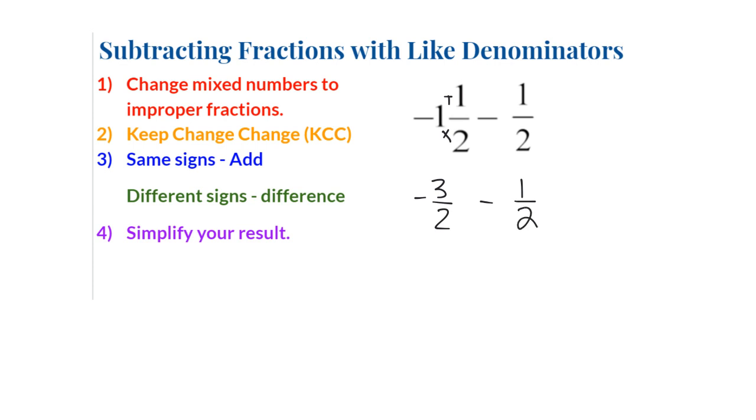My second step says keep, change. So I'm going to add the opposite since this is a subtracting problem. So I'm going to keep -3/2, change subtraction to addition, and change 1/2 to -1/2.